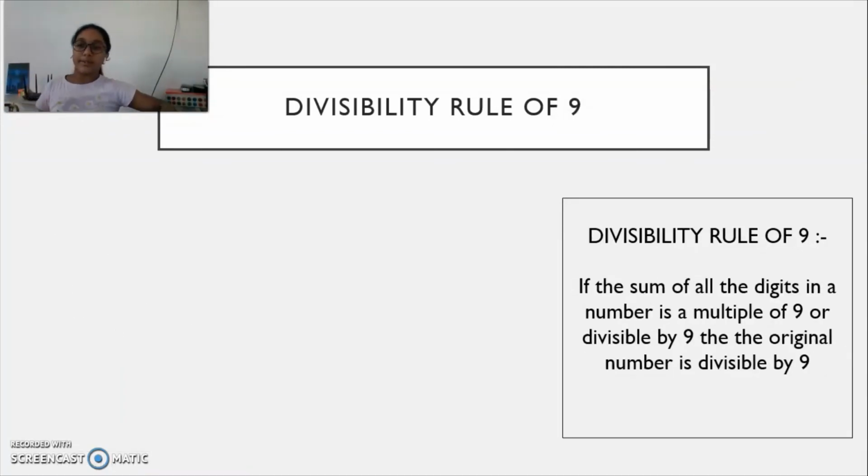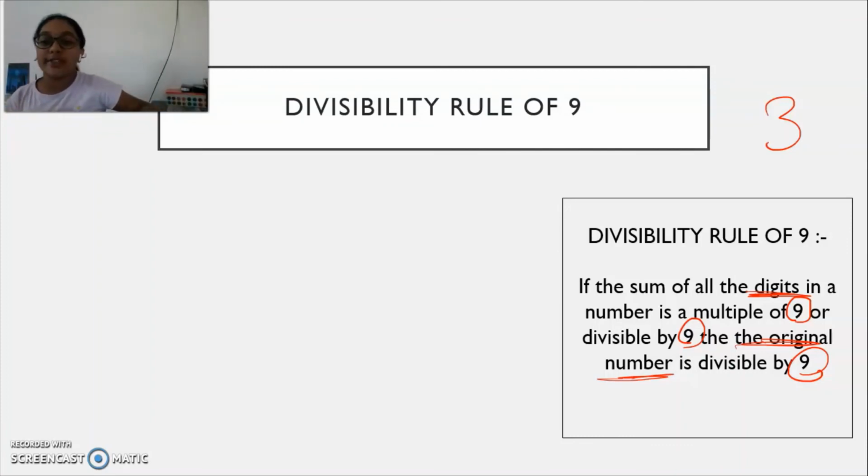Now, the divisibility rule of 9. If the sum of all the digits in a number is a multiple of 9, or divisible by 9, then the original number is divisible by 9. Okay, so do you remember one more divisibility rule that is very similar to 9? It is nothing but 3. The difference between the divisibility rule of 3 and 9 is that in 9, the multiple should be of 9, not just of 3.